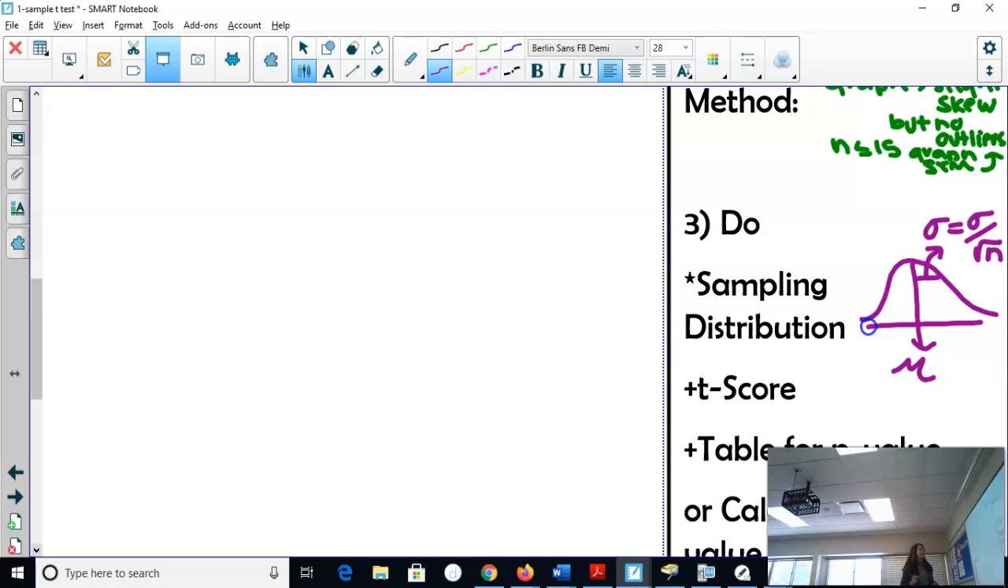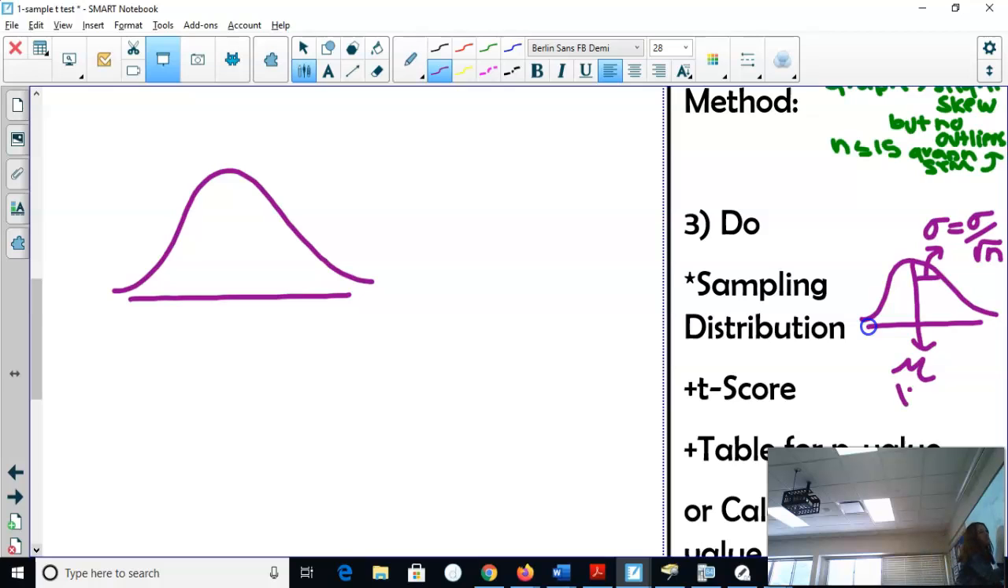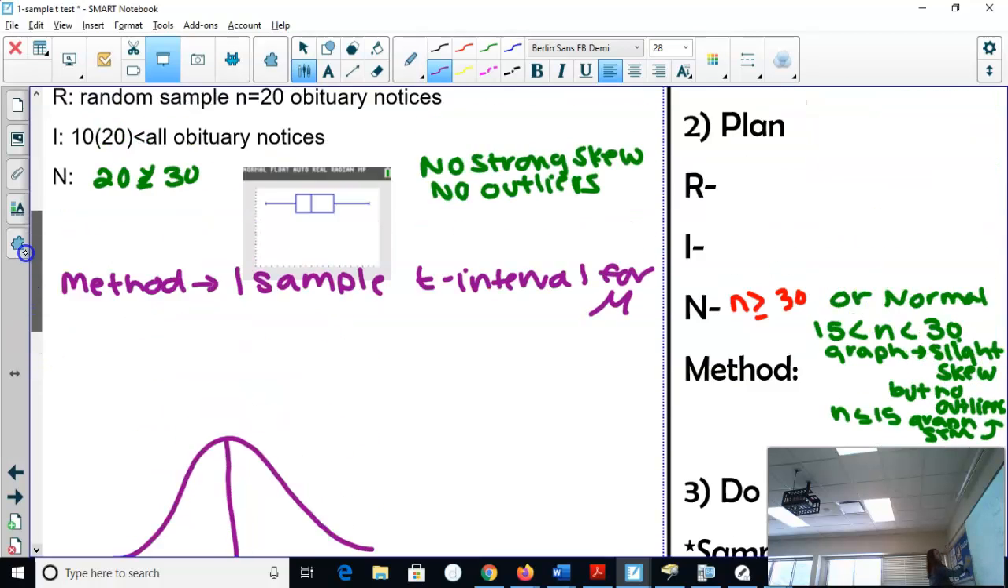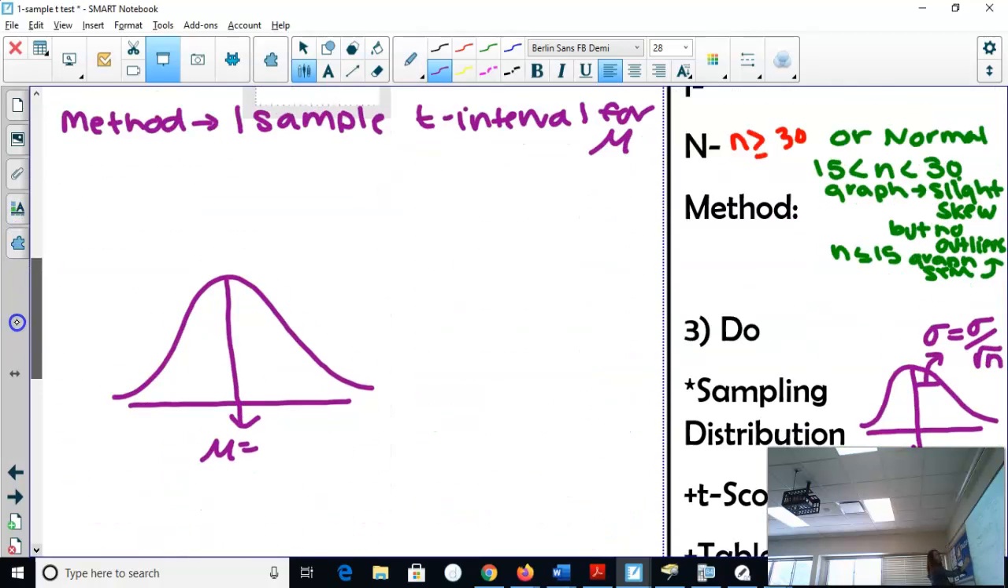Okay, now I'm going to draw my picture here. My center, you guys, always comes from the null hypothesis. So if it's a proportion, it is that p. In this case, it is your mu. So mu is equal to, I think it was 77, but let's double check. Yep, it's 77.